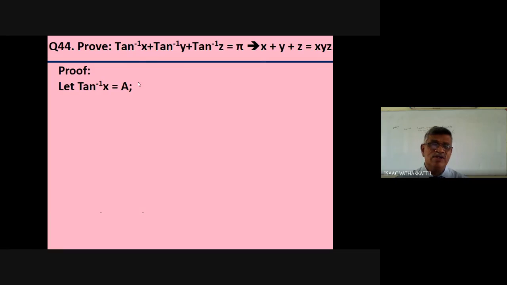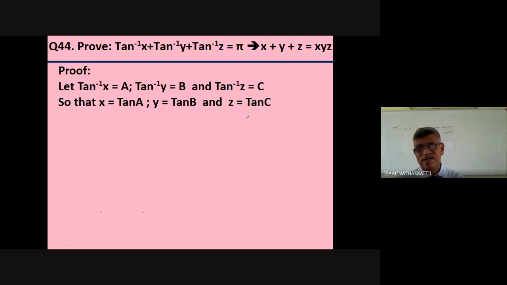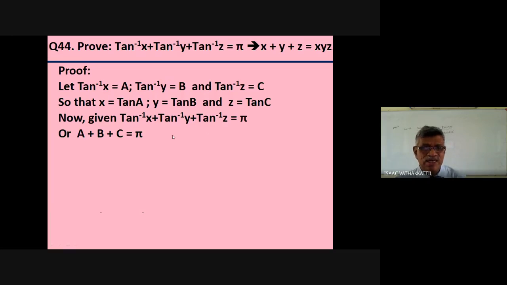Look at, I'm going to make a substitution. Tan inverse x equal to a, tan inverse y equal to b, and tan inverse z equal to c. So that x equal to tan a, y equal to tan b, and z equal to tan c. Now what is given? Tan inverse x, that is a, tan inverse y, that is b, and tan inverse z, that is c. That means what is given is a plus b plus c equal to pi. And tell me what is to be proved. You have to prove x plus y plus z equal to xyz, means you have to prove tan a plus tan b plus tan c is tan a tan b tan c.